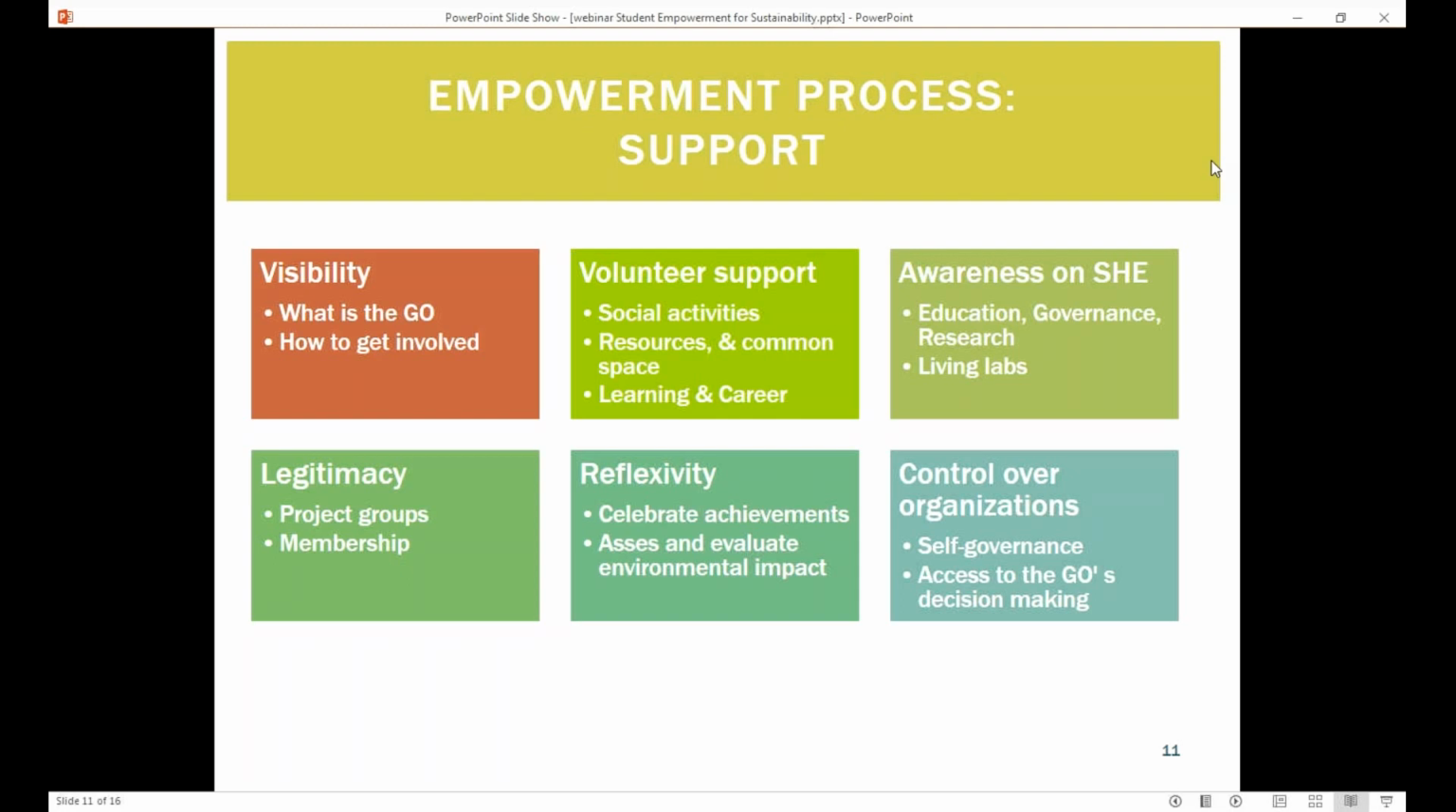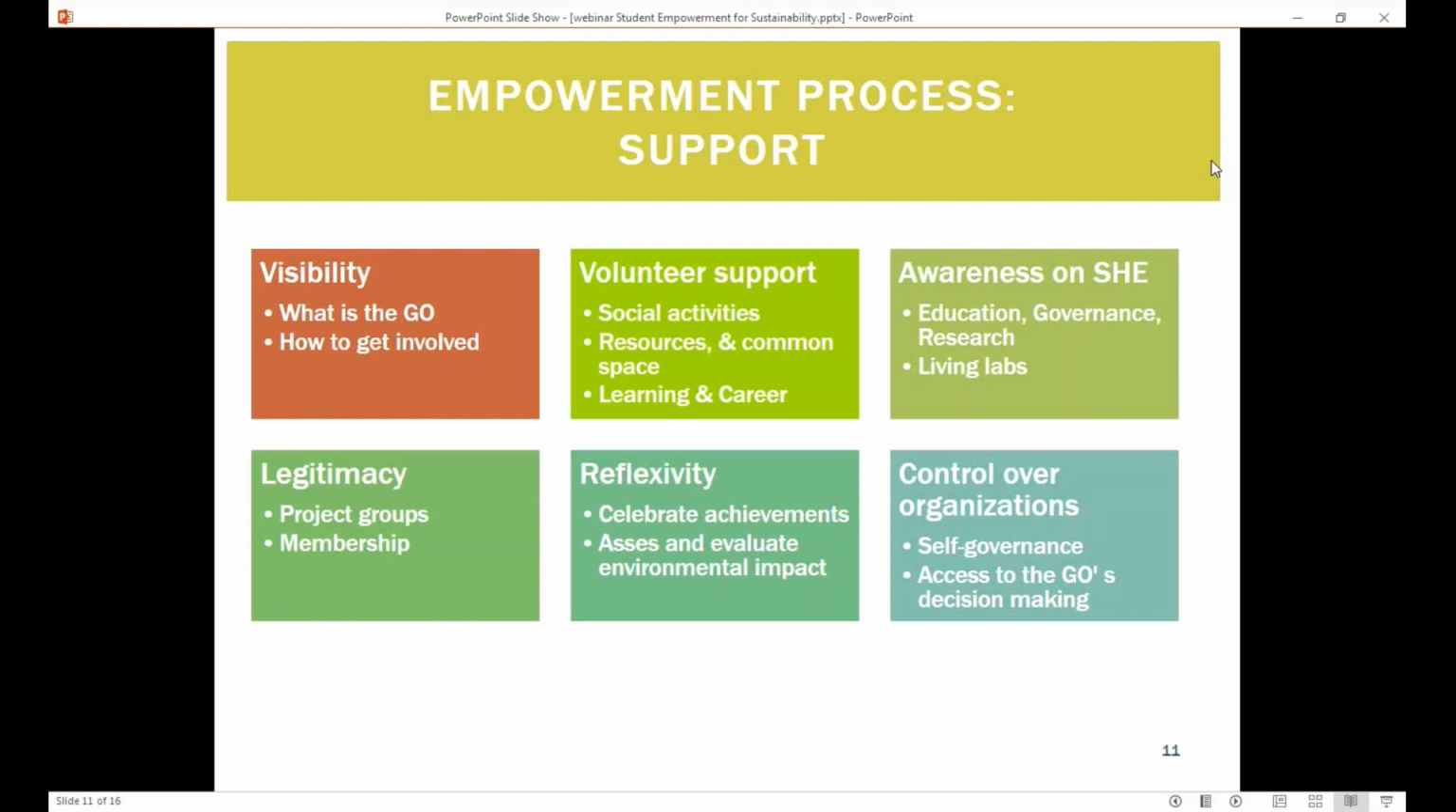Then the third element is awareness on sustainability in higher education, because, as I will explain later, most activities of the volunteers, or of the people that come to the Green Office and want to do something, most of them want to work on operations or awareness campaigns of their peers. So community engagement internally. And there were not really project groups on education, governance or research. And I don't know exactly where this comes from or how to solve it.